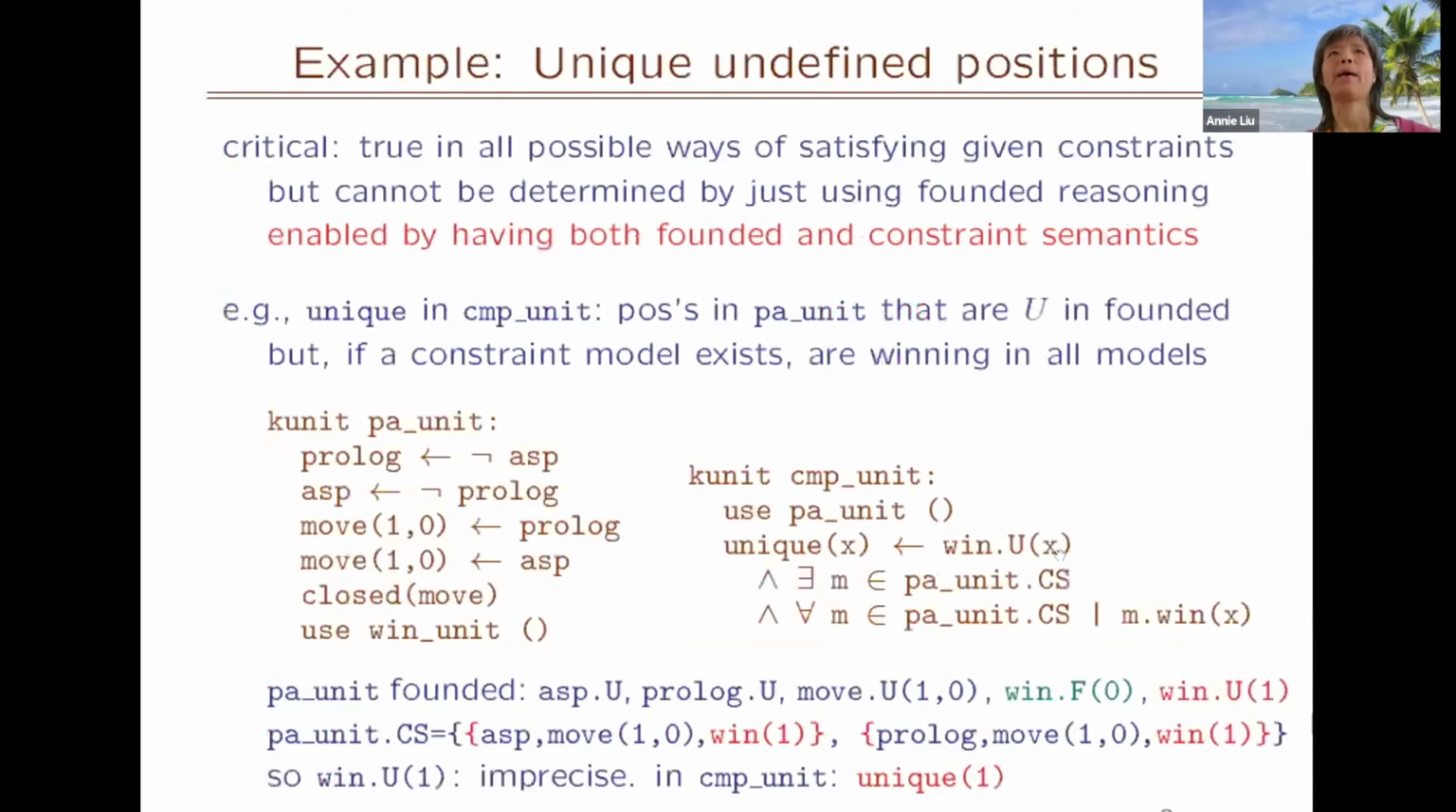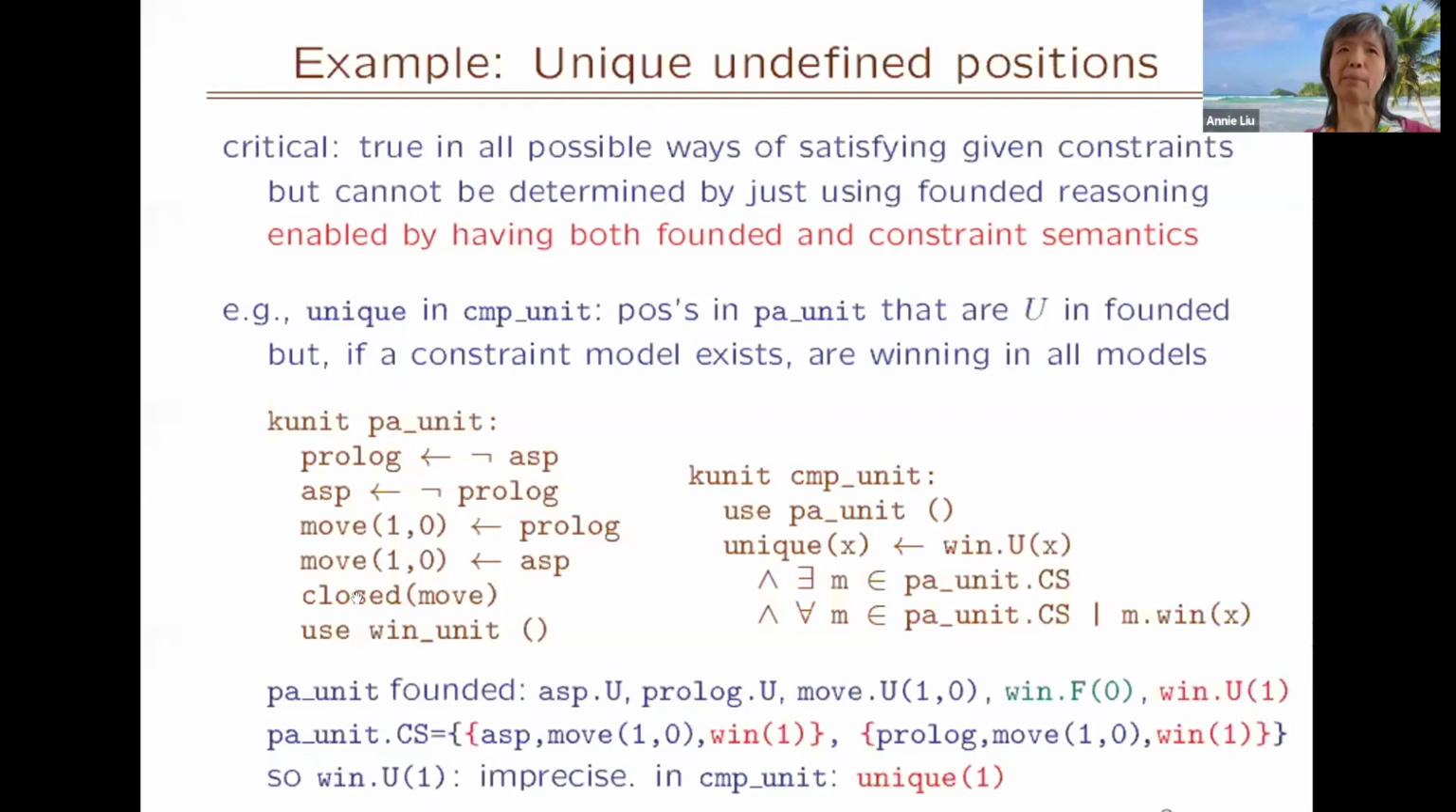Okay, so here's one example that shows when you have both founded semantics and constraint semantics, you can do something like this. So you can use a win unit like before, and here's some game that defines some moves. And this one, the compare unit, looks at this game and finds those that are undefined, but there exists a constraint model, and in all constraint models, win is true. So you can actually find such unique positions.